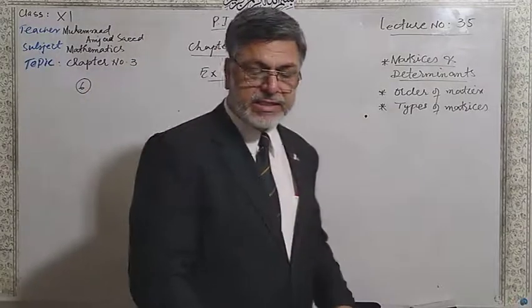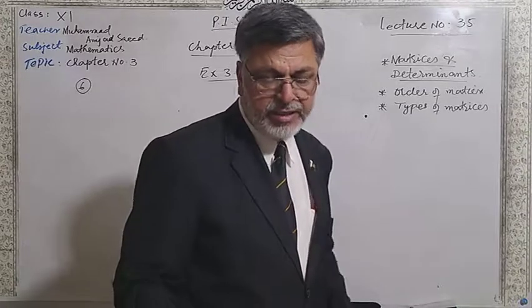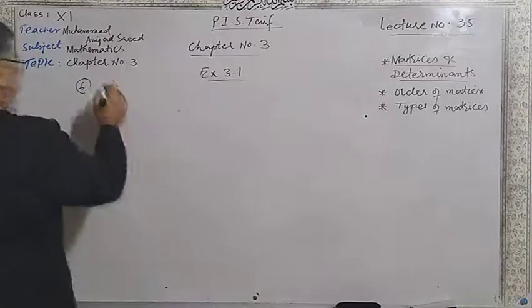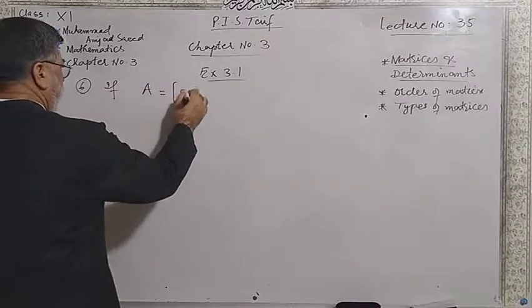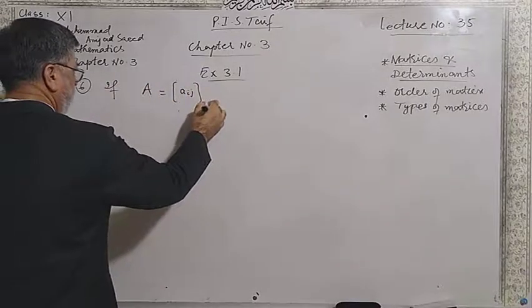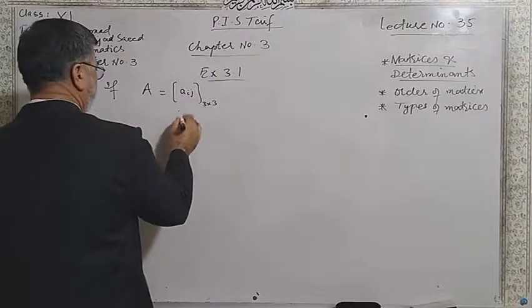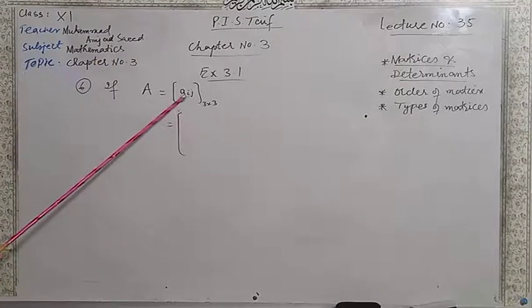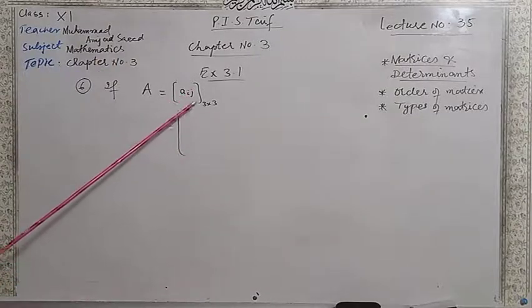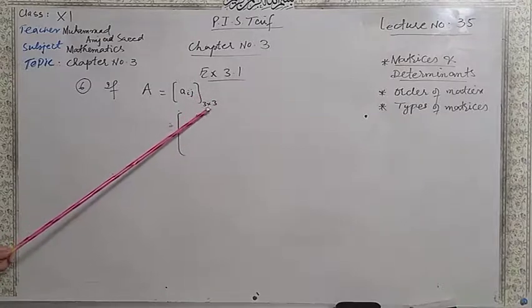In question number 6, A is equal to Aij 3 by 3. If A is equal to Aij 3 by 3, you know what is meant by Aij. I means row, J means column. 3 by 3 means 3 rows and 3 columns. This is the order of your matrix.